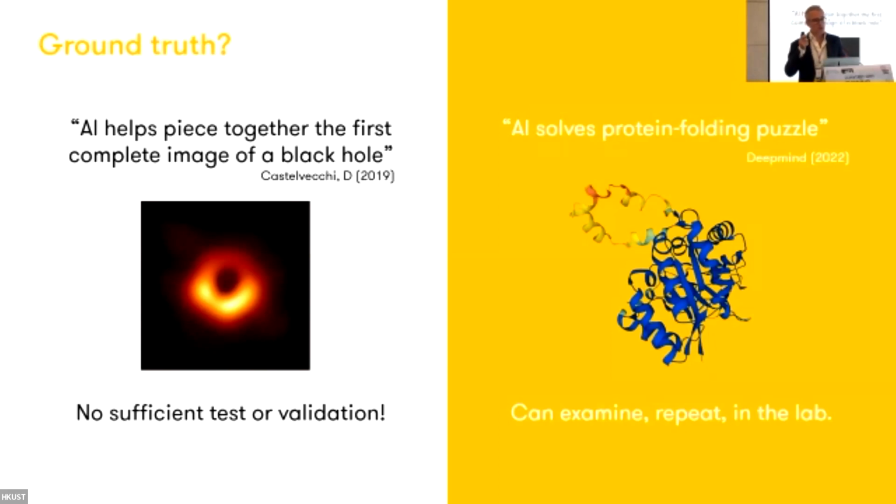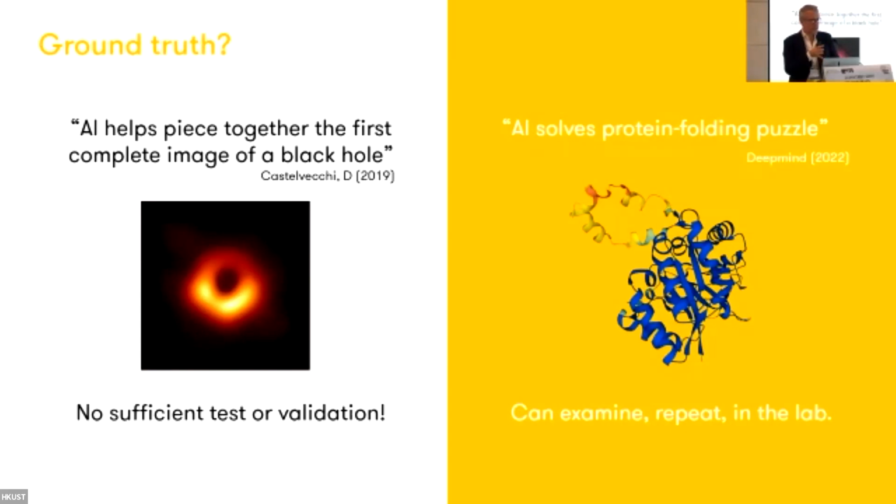But you can set up a protein folding. You can observe it in reality. You can set up laboratory experiments. You can examine it. You can see it happening in the lab. Protein folding, you can do that. With a black hole, you've got something very far away, light years away, actually happened in the past, completely non-repeatable.